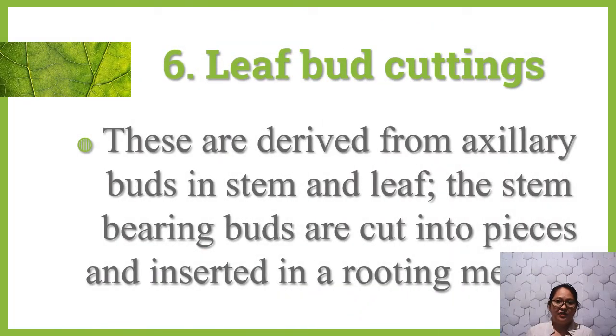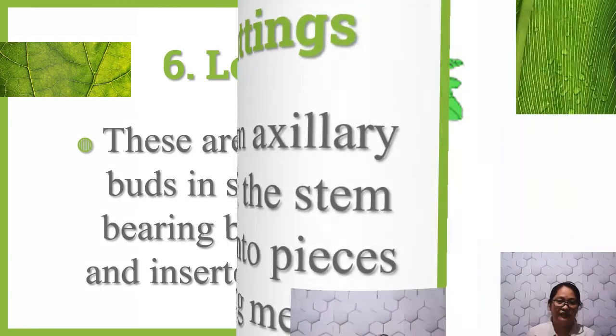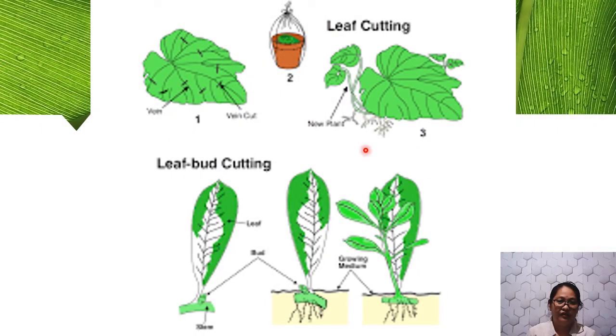Number 6 is leaf bud cuttings. These are derived from axillary buds in stem and leaf. The stem-bearing buds are cut into pieces and inserted in a rooting medium. This is the illustration of leaf cutting. You have to cut a portion of leaves and soak in the water and wait for their own roots before planting.